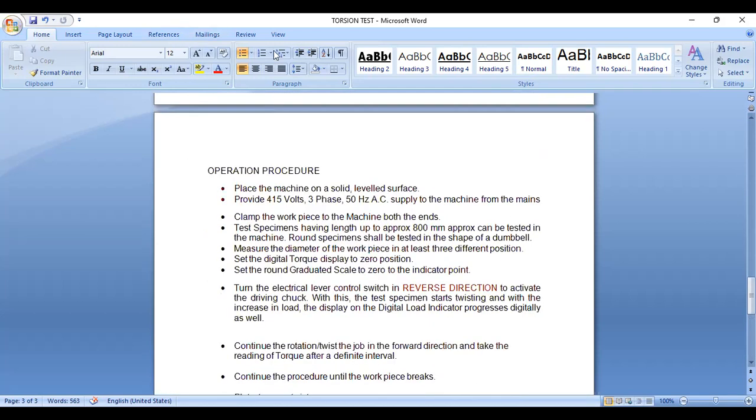Now, this is more or less the deflection. Let us go through the torsion test in the videos I have taken in the laboratories.